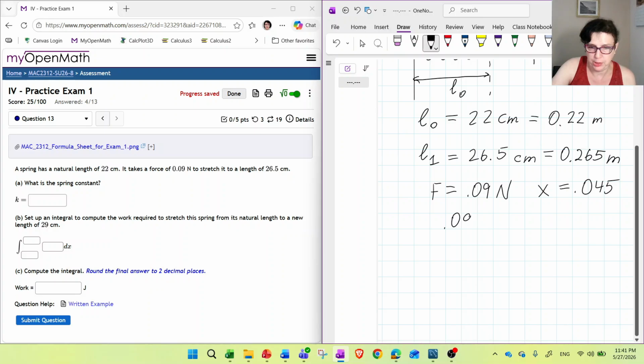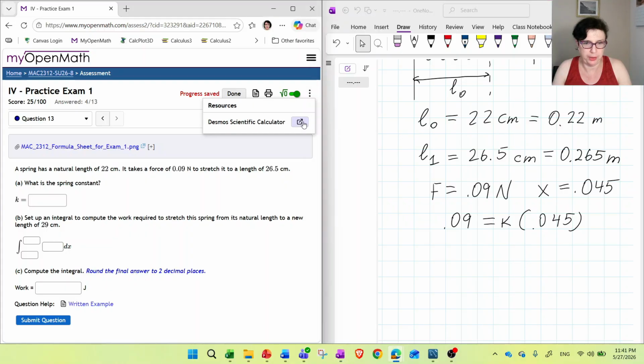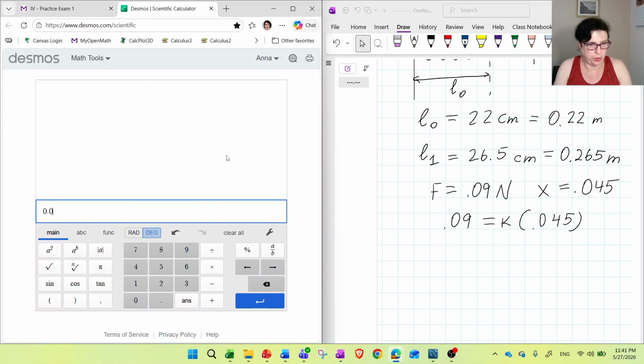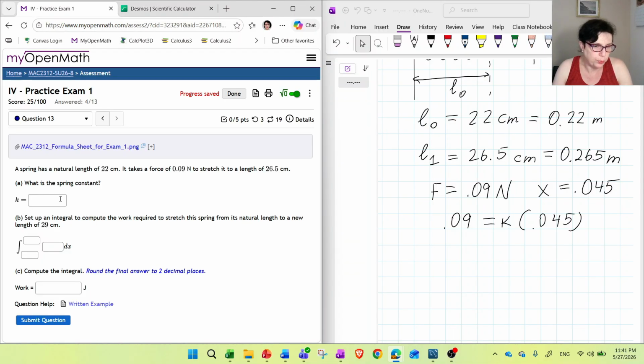From here, I can solve this for k. We're going to have 0.09 equal to k multiplied by 0.045. So let's use the calculator. If I take 0.09 and divide it by 0.045, that tells me that k is 2. So that's my spring constant.